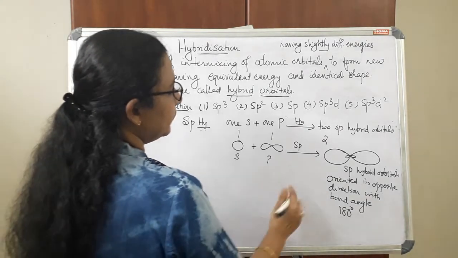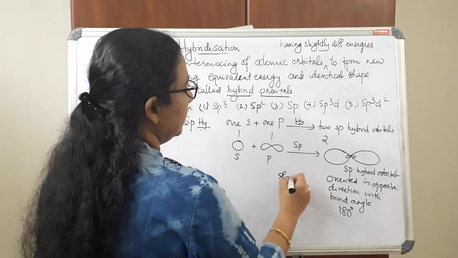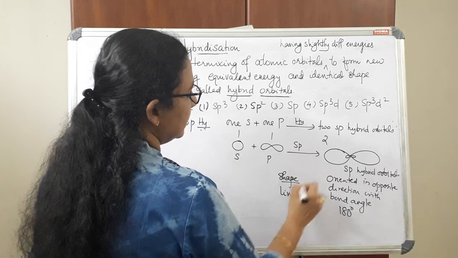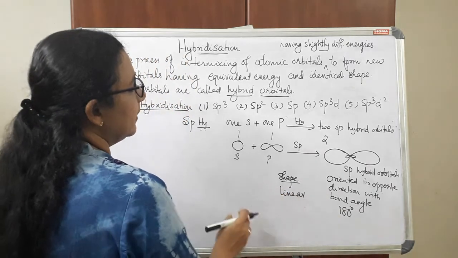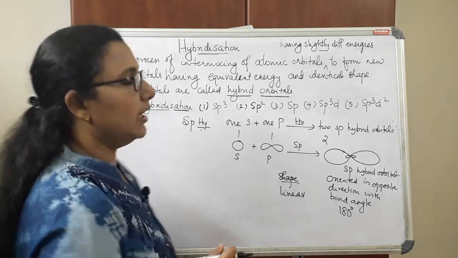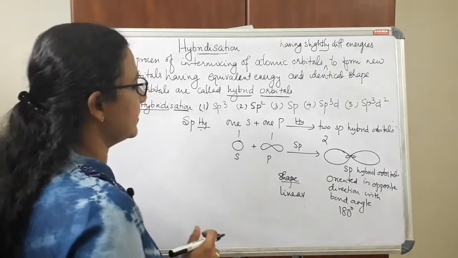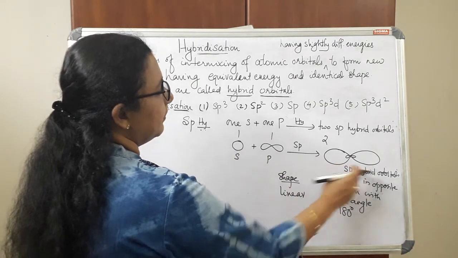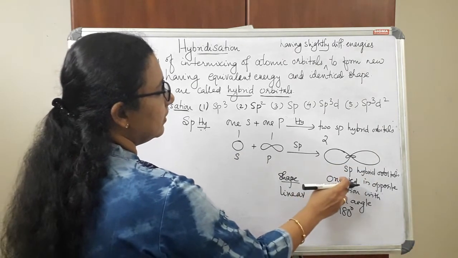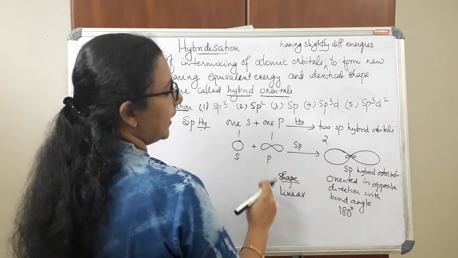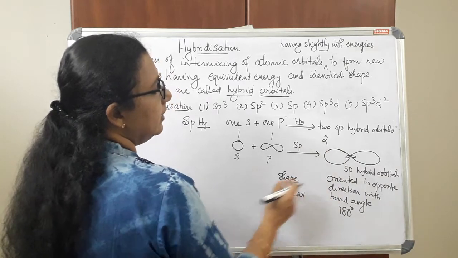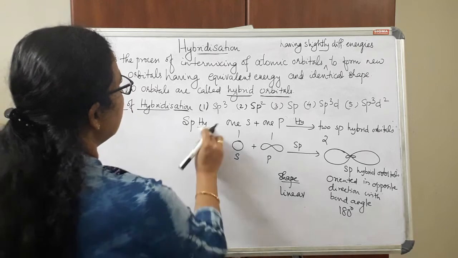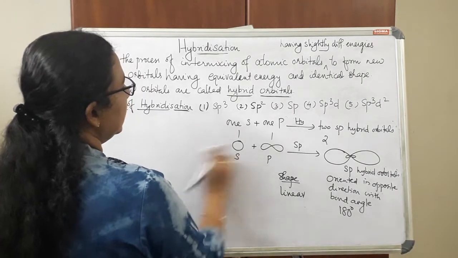So the shape of the molecule will be linear. We can call the shape linear if the molecule is undergoing sp hybridization. So after sp hybridization, sp hybrid orbitals are formed. They are oriented in opposite direction with bond angle 180 degree. Now let us consider an example with sp hybridization.